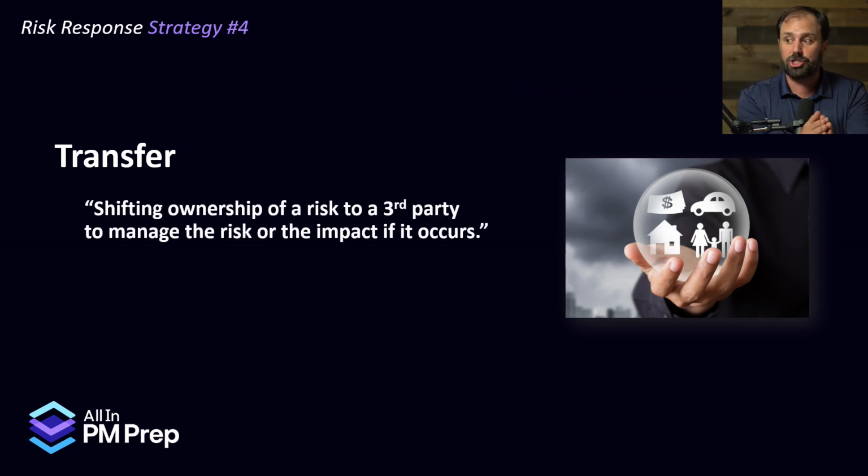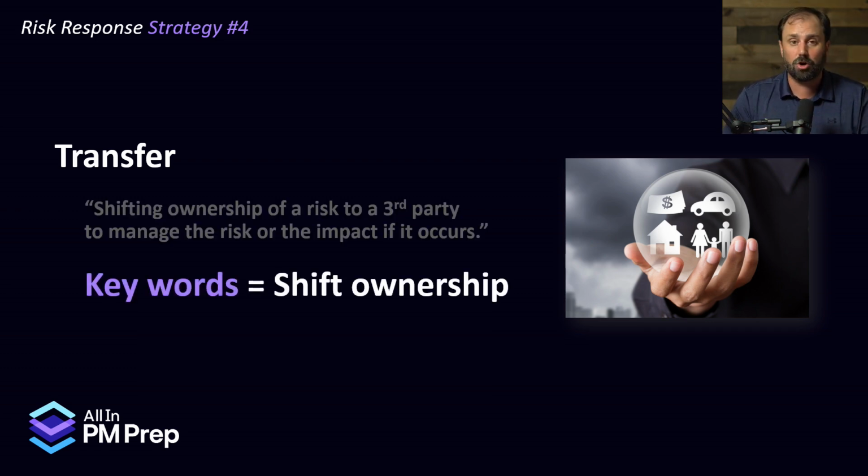Now, the fourth strategy is called transfer. Transfer is shifting ownership of a risk to a third party to mitigate, which is lessen, the risk or the impact if it does occur. Now, the key word is shift ownership. The picture I had looks like insurance type stuff, car, house, home, all those things. Insurance is a great metaphor for transfer. We are insuring the risk of replacing our car by buying insurance, those kind of things.